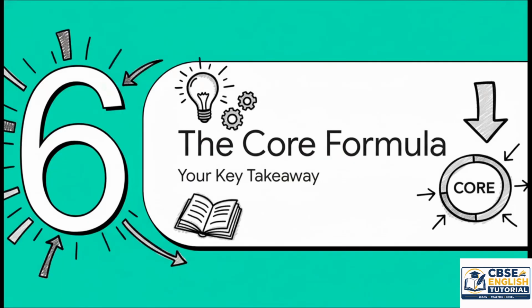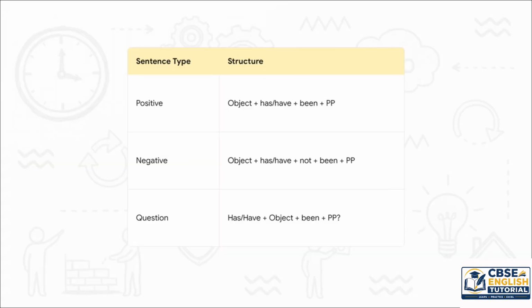Whew, we've covered a lot of ground here, right? We've talked about the what, the when, and the how. So let's just boil it all down to the absolute must-know essentials, the key takeaway. Think of this table as your ultimate cheat sheet. Seriously, it lays everything out, positive, negative, and question forms with the exact structure and a perfect example for each one. It's the whole thing in a nutshell.